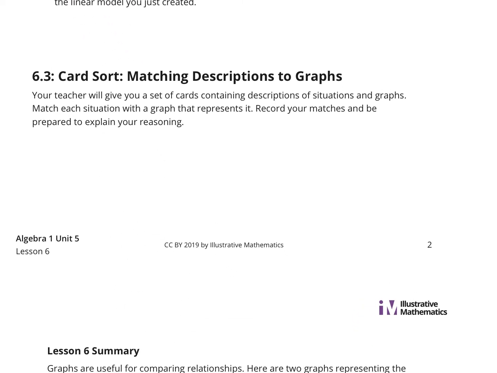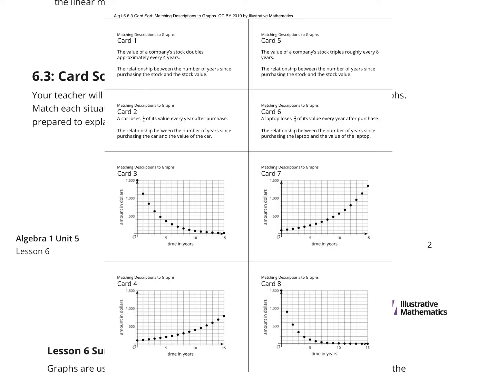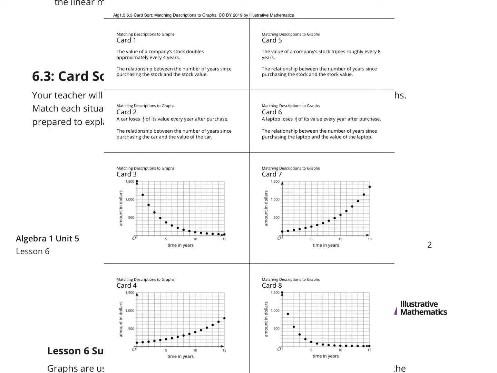So this next activity is a card sort. So go ahead and go onto the Canvas homepage, download the card sort document. What you will need to do is match each graph with its situation. So go ahead, pause the video, and work on that. All right, so here are those cards. We have 4 situations and 4 graphs, so let's take a closer look.